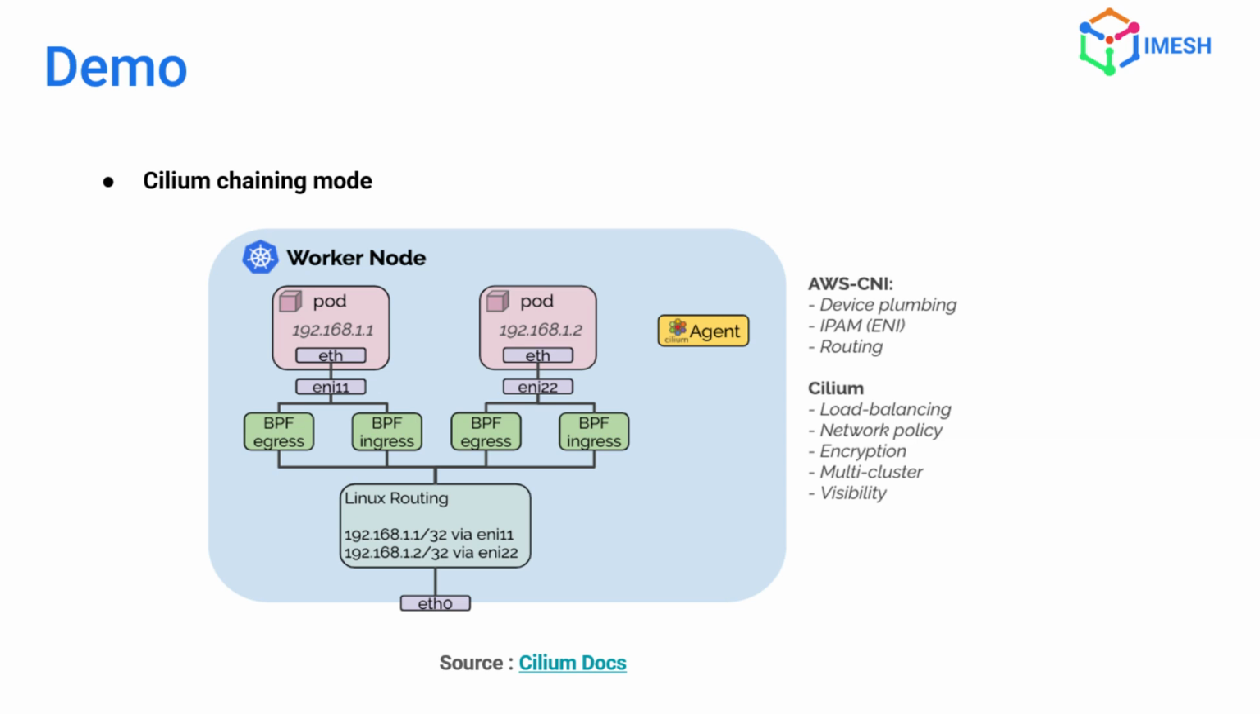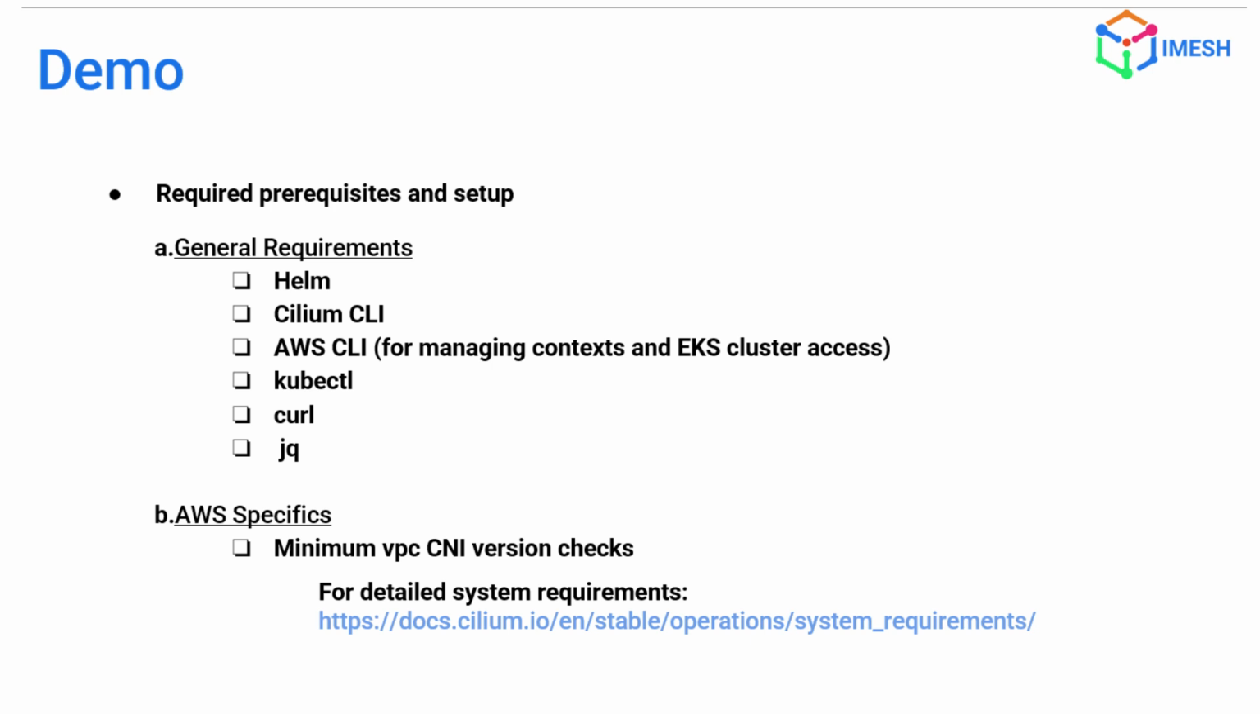Now, let's move on to the prerequisites for this setup. Alright, so before we can start the demo, we need to quickly go over the prerequisites and setup. First, there are some general requirements. These are the tools you'll need on your own machine. We'll need Helm, the Cilium CLI, the AWS CLI, and standard tools like kubectl, curl, and jq. For this demo, I already have these pre-installed on my system. If you need help with installing any of them, feel free to ask in the comment section below.